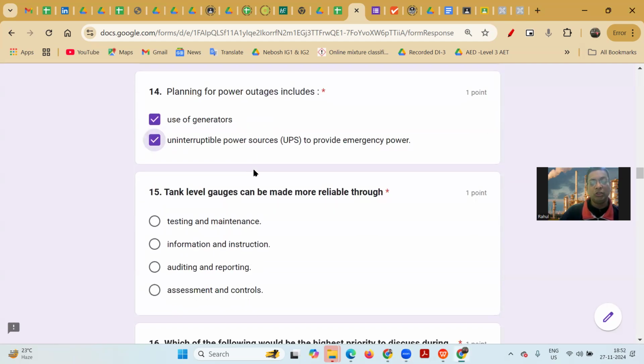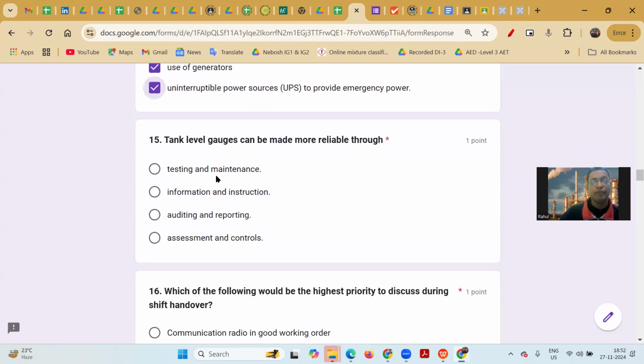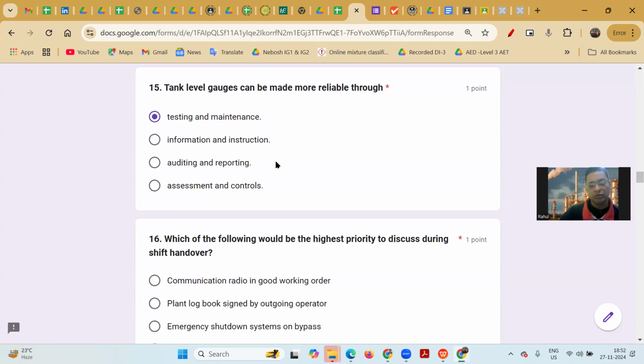Now we see question number 15. The tank level gauges can be made more reliable through. So tank level gauges will be there. With proper testing and maintenance, we can make the tank level gauges more reliable. This is the right answer, as we discussed during the class. This is the correct answer.